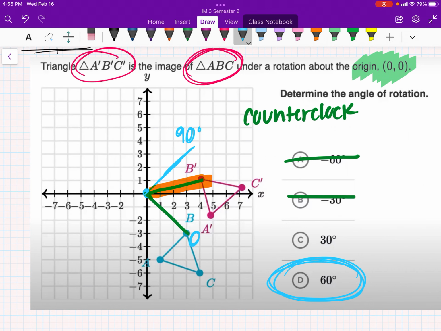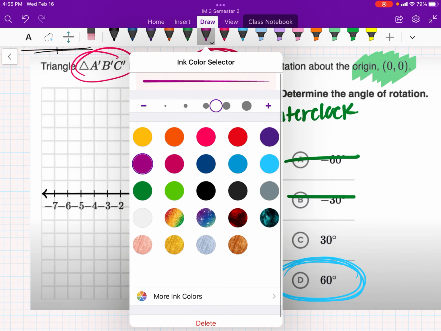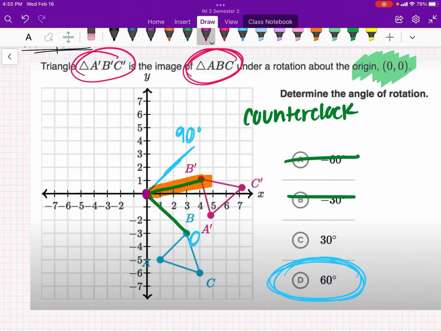And if you don't know how to find 90, go ahead and actually draw a line. So from, in this case, our center, which was (0, 0), and our original point B, I'm going to go ahead and draw a line. And that's going to be 180. So half of this line would be representing the 90, which is that there. Okay, so if you don't know how to draw out the 90, go ahead and draw a straight line from your center of rotation and the point you're choosing, and then go on from there.